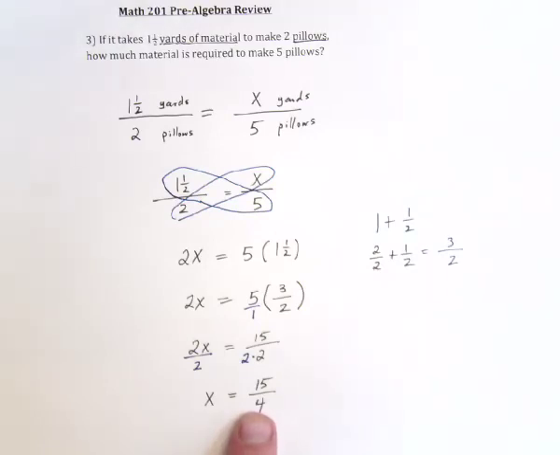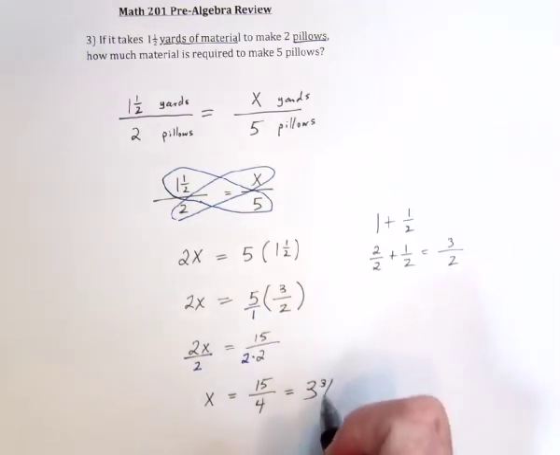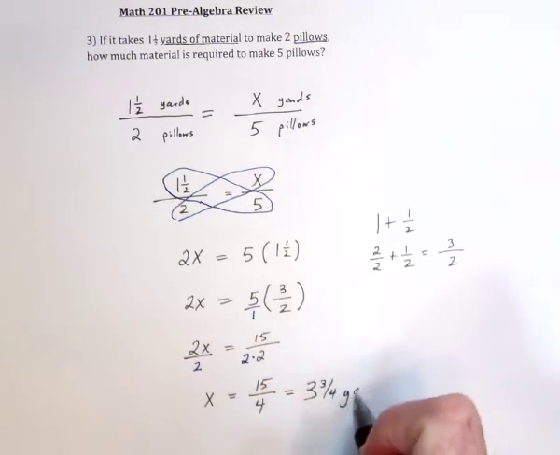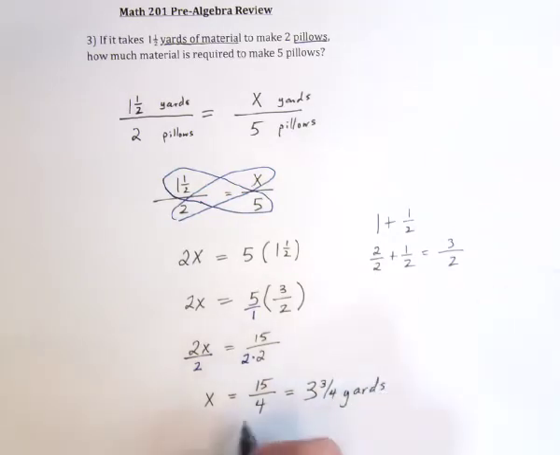15 fourths. Well, let's see, a 4 won't divide into a 15, but if I make this a mixed number, 4 will go into it 3 times. That would make a 12. That means the remainder is 3. So it's 3 3/4 yards. Oh, I see. 3 3/4 yards of material.